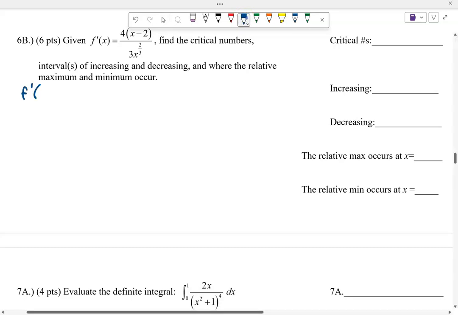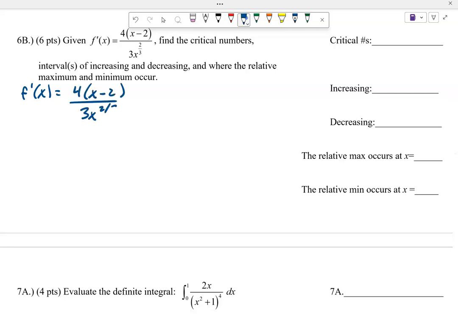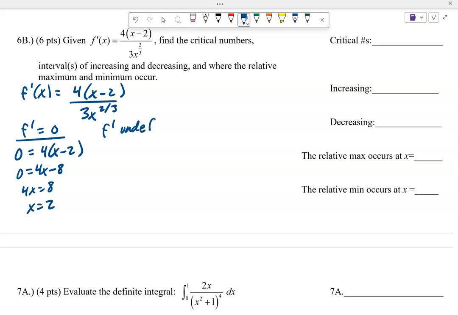So if f prime of x is (4x minus 8) over 3x to the 2/3, critical numbers would be where is the derivative equal to 0? So I'm going to take my numerator there, set equal to 0. So 4x minus 8, or I could just say 4x equals 8, x equals 2. All right, so that's where the derivative is 0. Where is f prime undefined? Well, when my denominator is equal to 0, so x equaling 0.